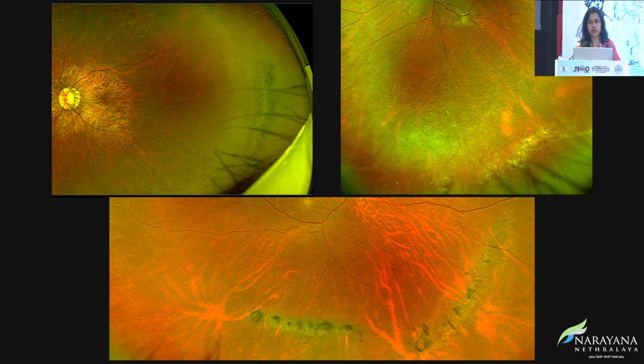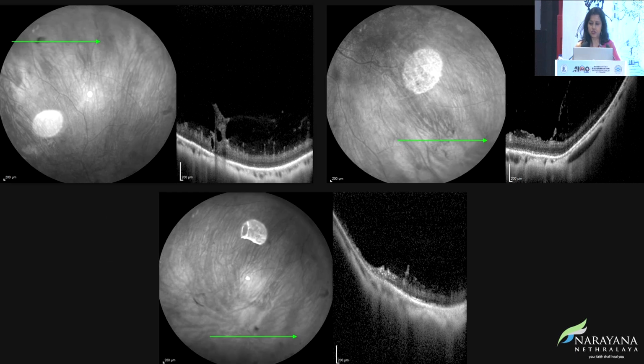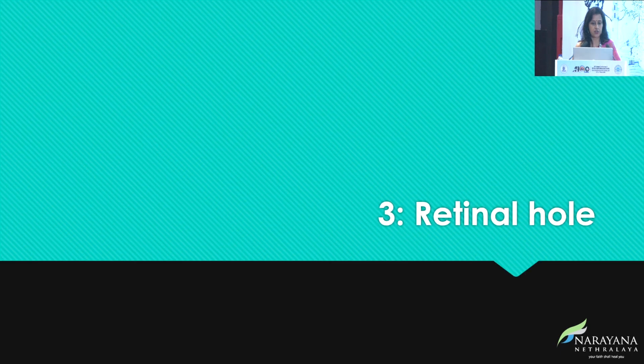You see these arborizing lines. Some of them are pigmented and some of them are not. This is the vitreous changes that you see. You can see the vitreous condensation over the retina in these particular patients.